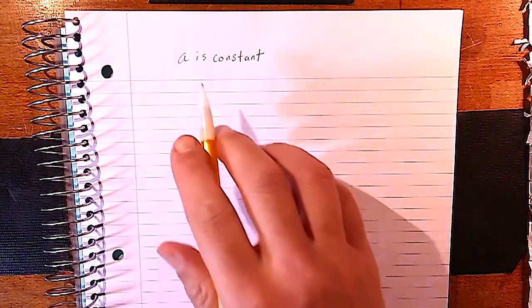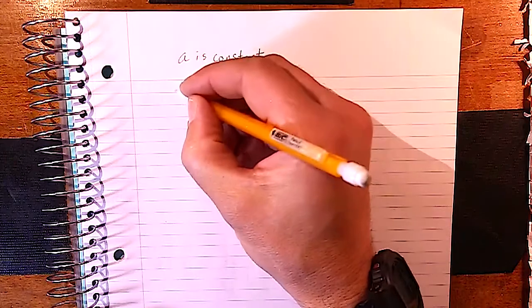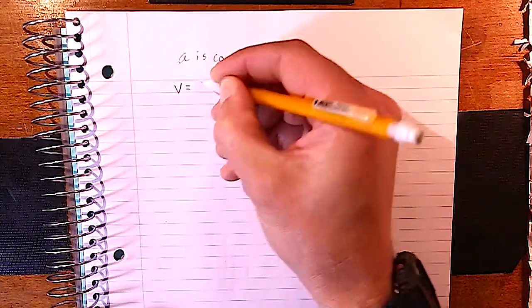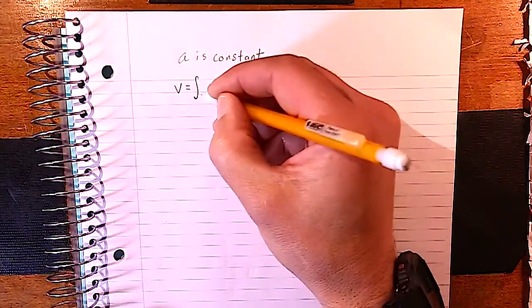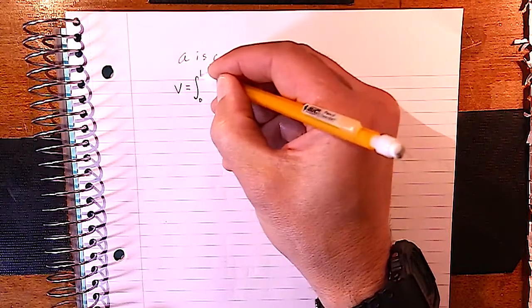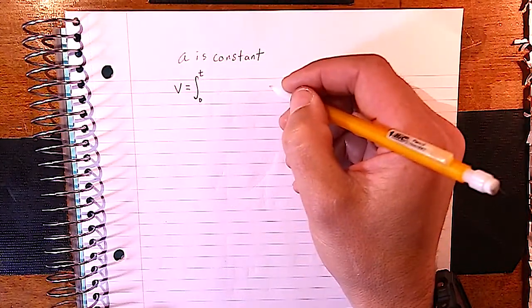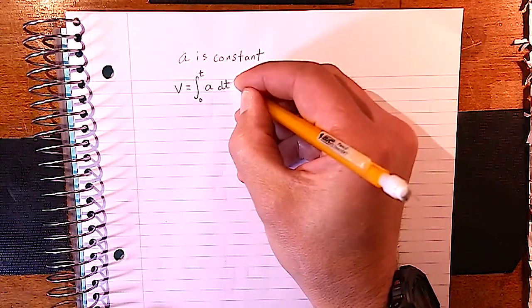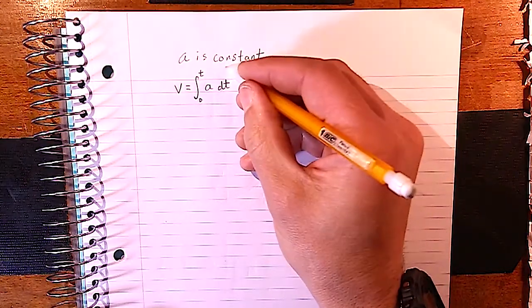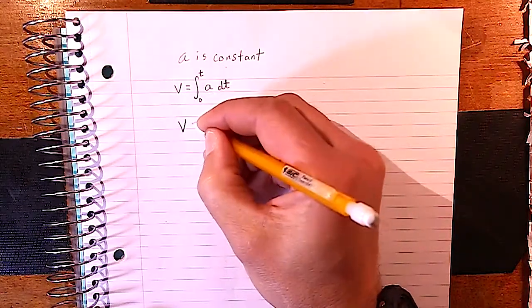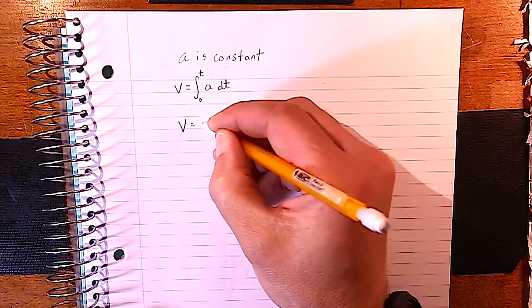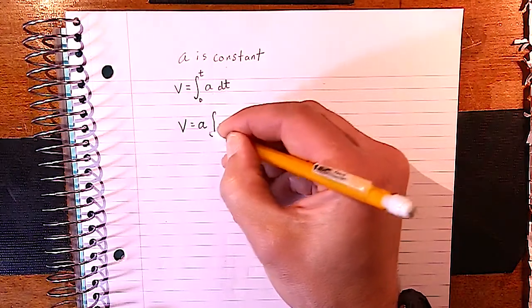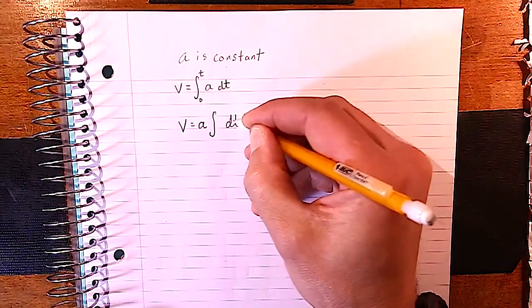But what happens if the acceleration is constant and we integrate? Well, let's take a look at this. We're going to have v is equal to the integral from 0 to t. We'll start at t equals 0 to make this simple. And we're going to say a dt. Well, if a is constant, we can pull it out of the integral sign. So that's going to become a times the integral of dt.